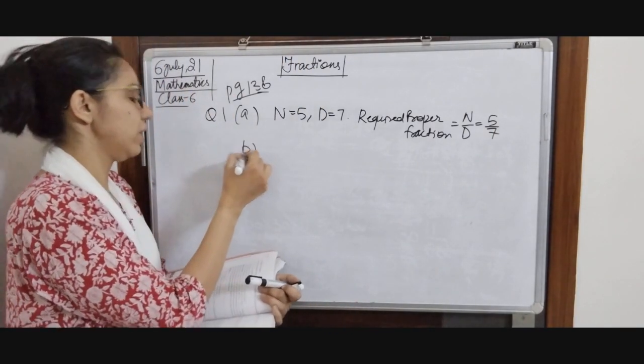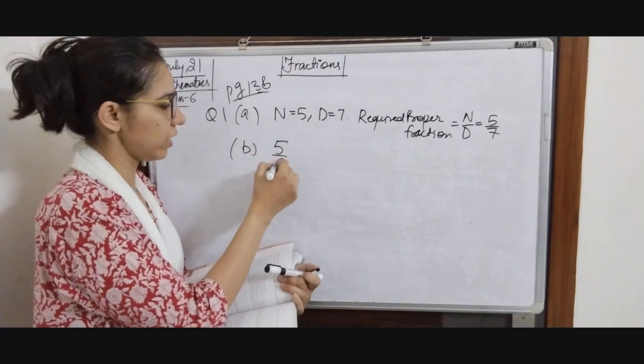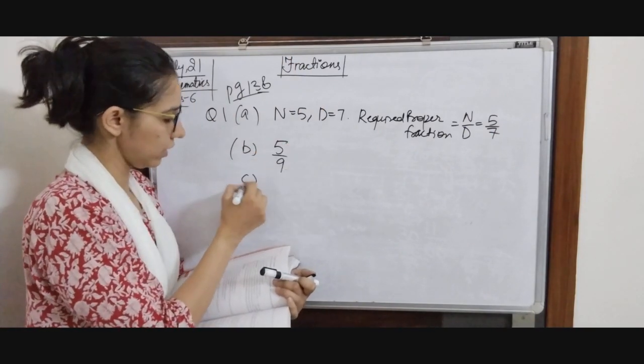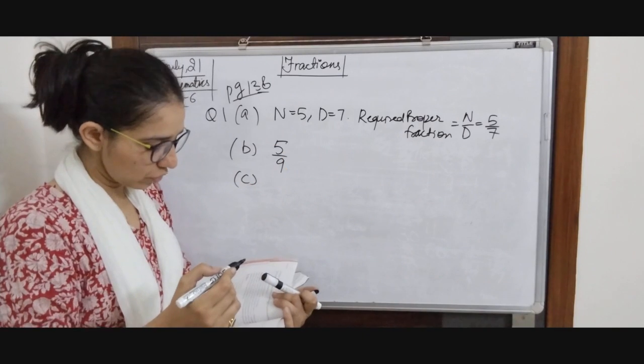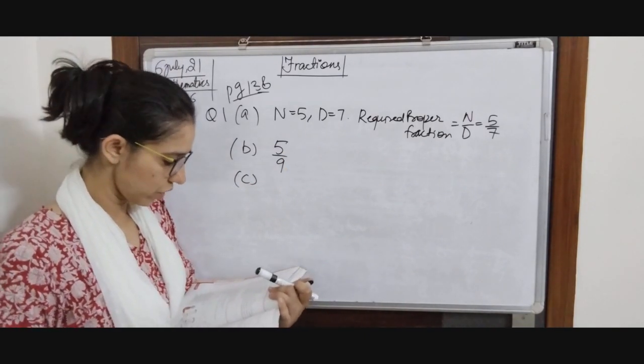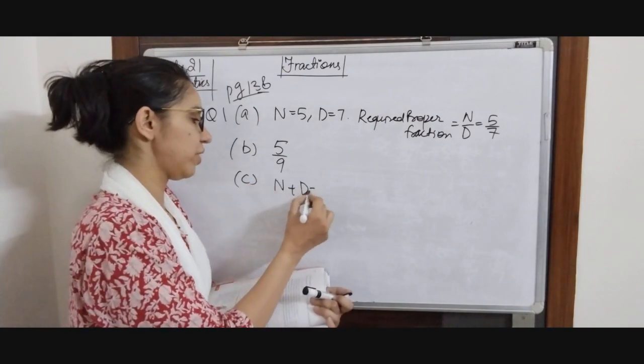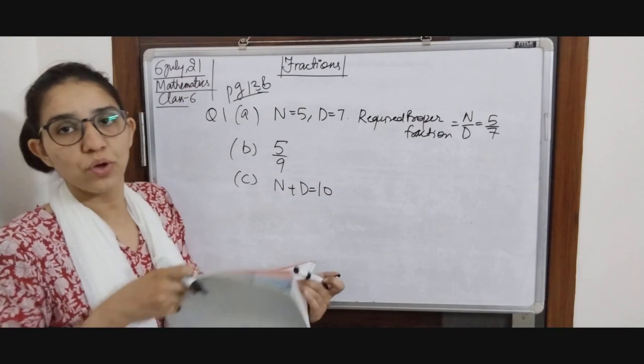So B is whose denominator is 9, numerator is 5. It is going to be 5 by 9. Numerator 5, denominator 9. C, whose numerator and denominator add up to 10. How many fractions of this kind can you make? Now they are saying that the numerator and denominator will add up to 10. So we will see that.